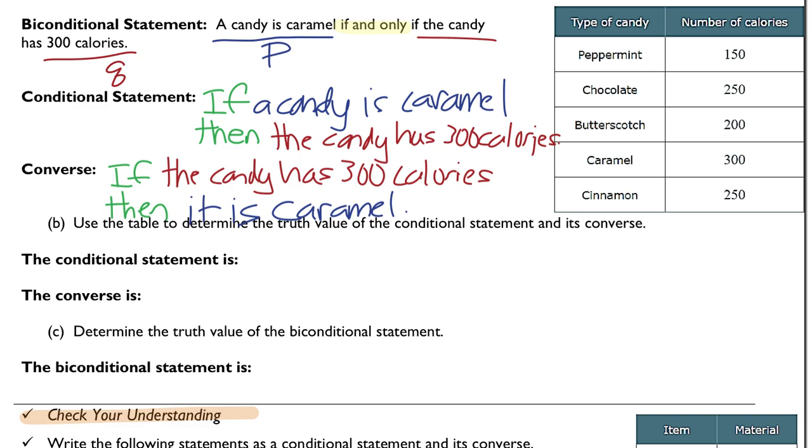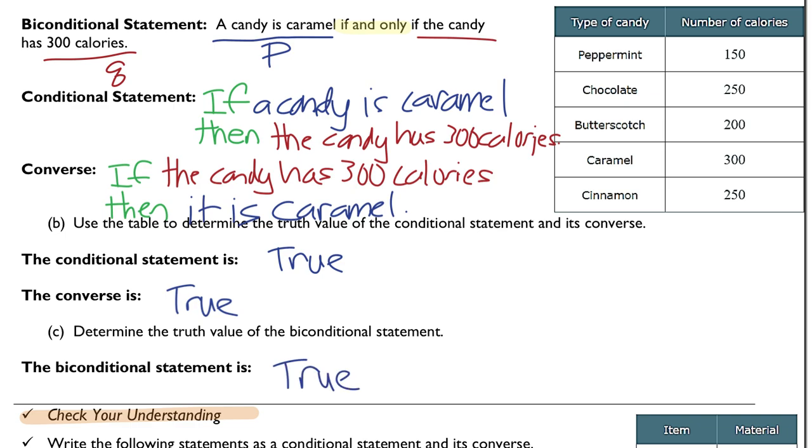So in this case, let's look at it. The conditional statement: if the candy is caramel, so let's go to caramel, it's 300 calories. Oh yep, that's true. So let's write that down. This is true. Now let's look at the next one. If the candy has 300 calories, let's look there. There's only one of them, and then it has to be caramel, so that is also true. So therefore, this is true.